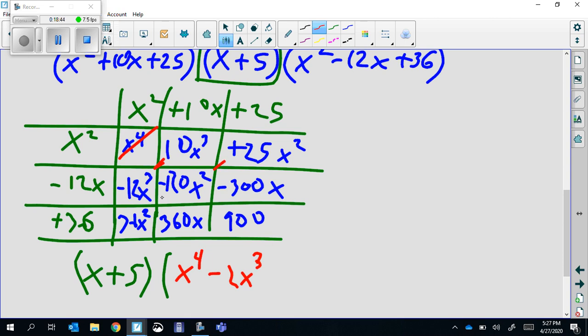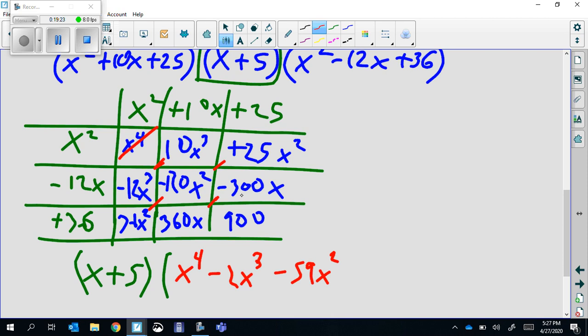And then squareds, those were all alike. 25, 36, and negative 120. 25 plus 36 is 61. And minus 120 from that would be negative 59. And if you can't do that in your head, just pull out a calculator or write it down. It doesn't really matter. More like terms right here.